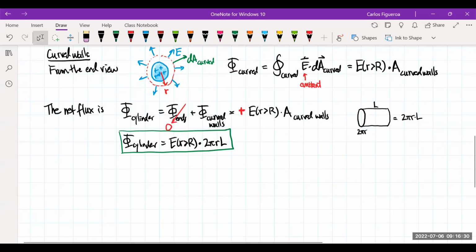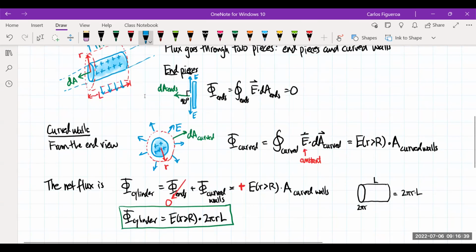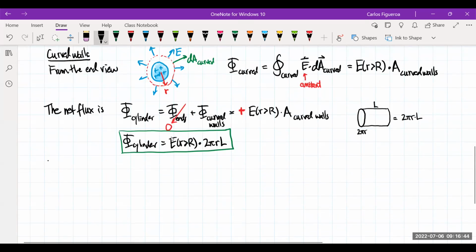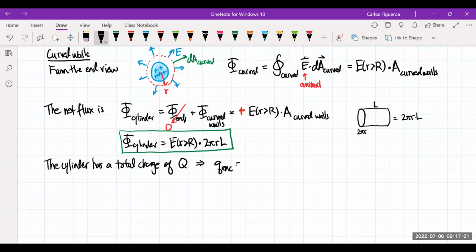The next thing I've got to do is get the enclosed charge. If I have a cylinder that has a total charge of Q, let's assume the cylinder has a total charge of Q. Clearly then, the Gaussian encloses all of that charge. So therefore, I know what the enclosed charge is right here. So now I apply Gauss's law.